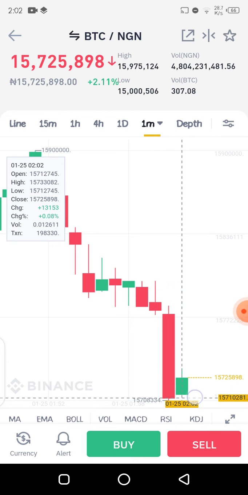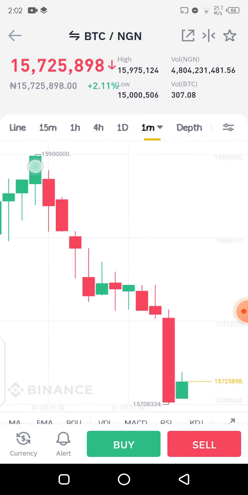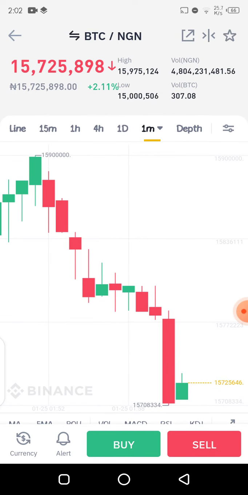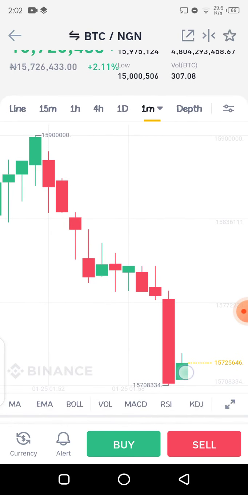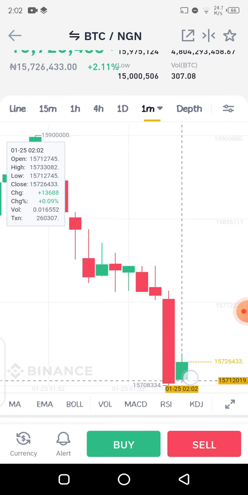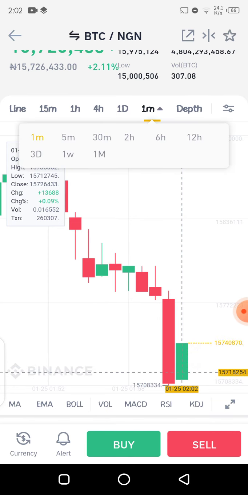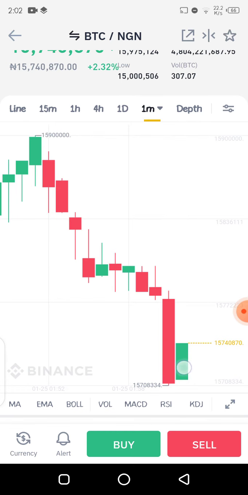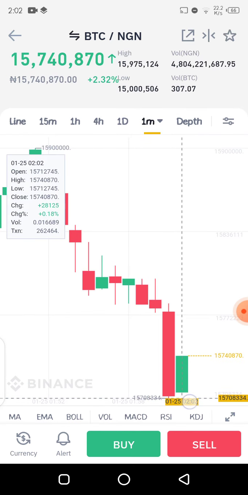And this is a new 15 minutes. Look at the time now. Time is 2:02. That means this is just 2 minutes now out of 15 minutes. So the new 15 minutes is counting. Oh, sorry, we're on 1 minute. So this is 1 minute, 1 minute, 1 minute. Yes. So the sellers brought it down and then buyers bought.